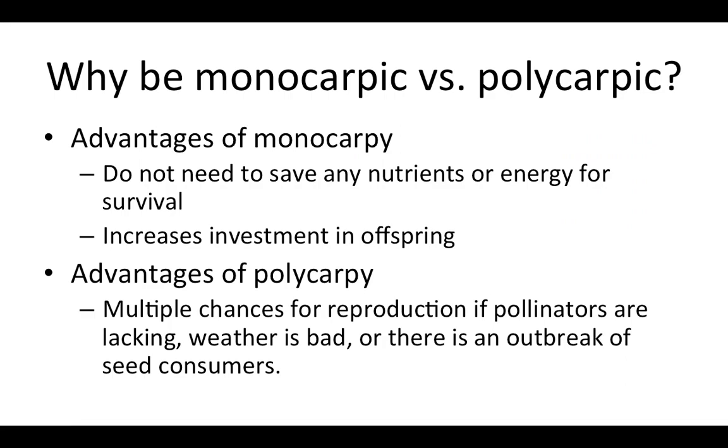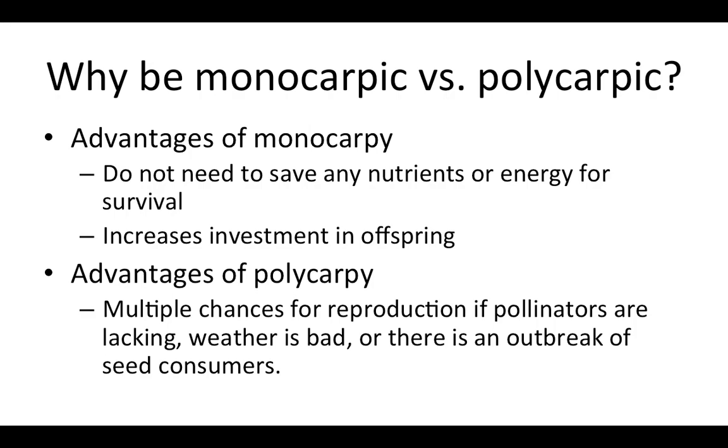So whenever we have two strategies, it's worth asking, what are the advantages of each strategy? So let's start with monocarpy. What are the advantages of being monocarpic? The nice thing about this strategy is that the organism does not need to save any nutrients or energy for subsequent survival or reproduction. This means it can invest everything it has in its offspring. That okra plant can make as many okra fruit as possible, and as a result, as many seeds as possible. That maximizes the chance of it being able to have seeds for the next generation.